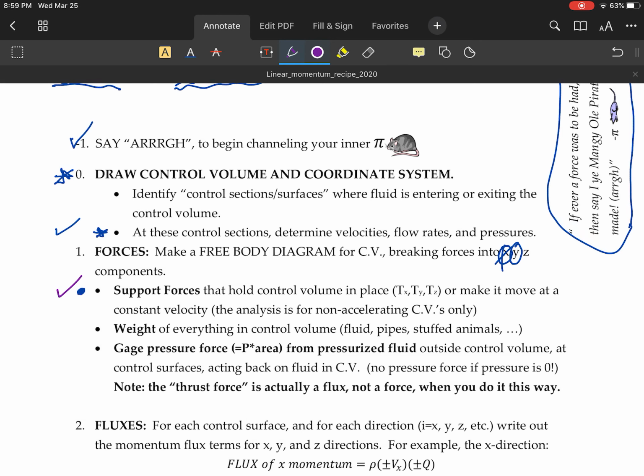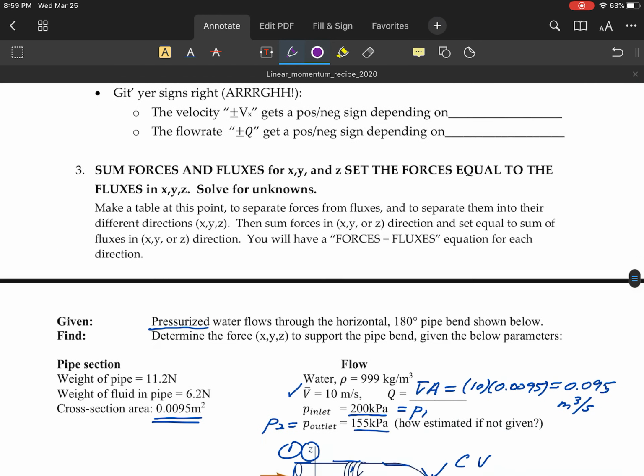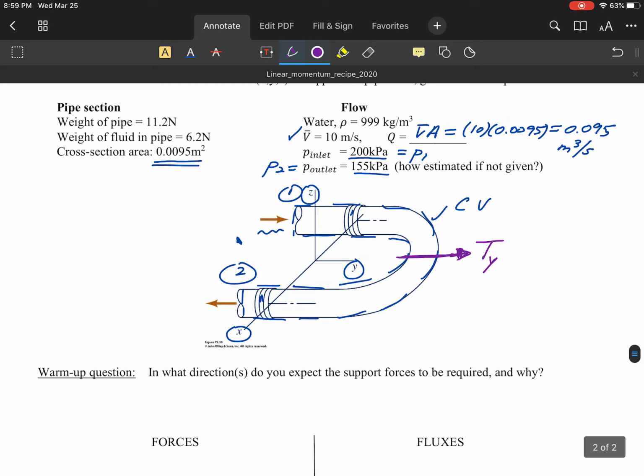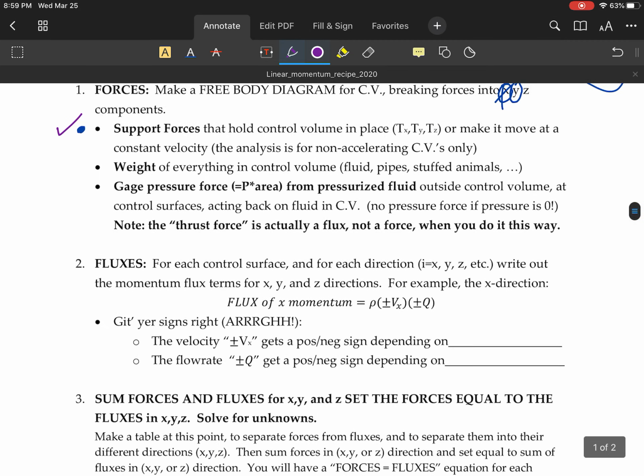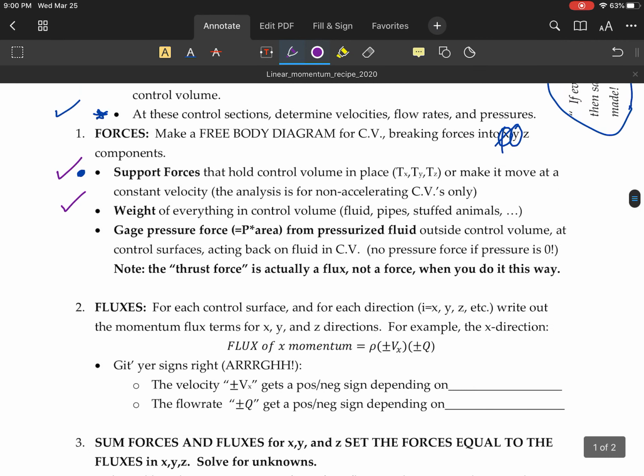Now we're going to do the weight, okay? And normally if we were doing this in the vertical direction, well, I guess we can go ahead and draw this in. So we would also have the weight, and the weight of the control volume would include the weight of the fluid and the weight of the pipe, okay? So that would be another force to draw in there.